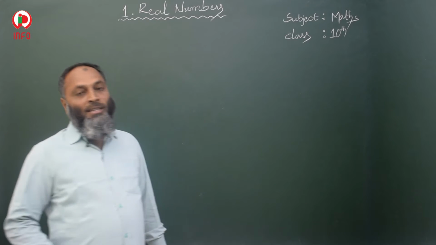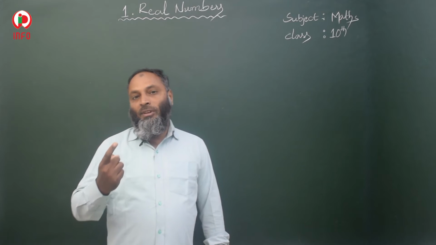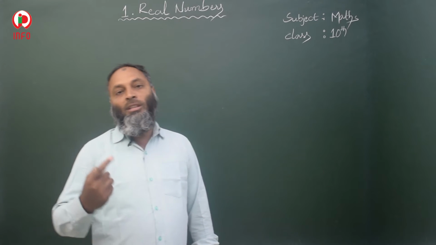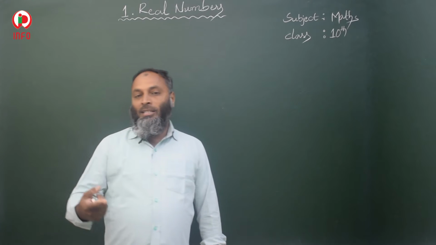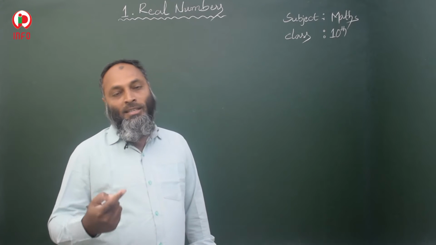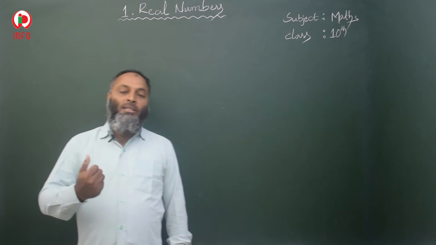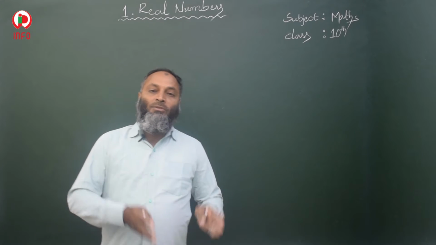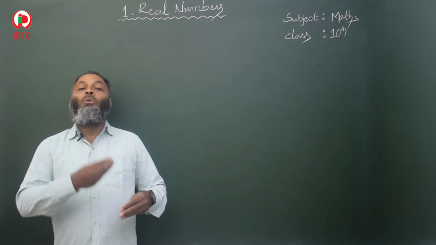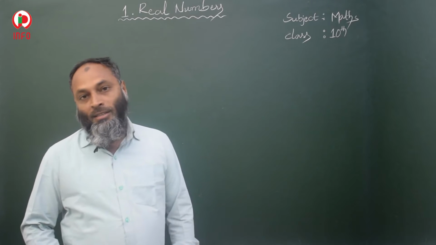First we discussed the set of natural numbers, what the set of natural numbers is and what its properties are. In the very next class, we discussed whole numbers. What are the properties of whole numbers? What is the set of whole numbers? And how to represent the whole number set. Then after that, what did we discuss?